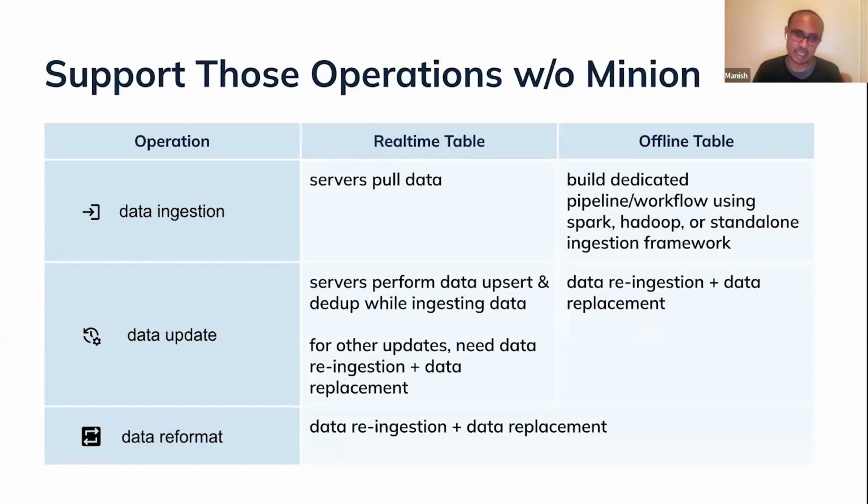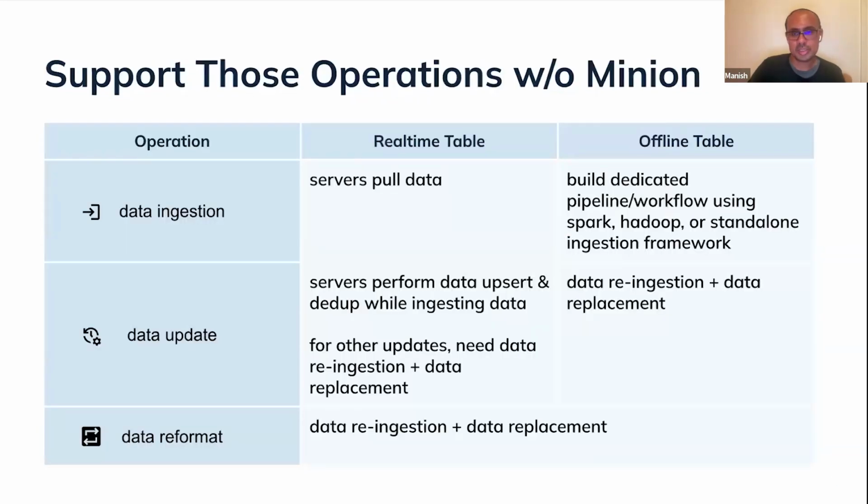And reformat is again, so typically when you want to do a reformat, it means that for your entire Pinot table, you need to look at all the segments, read all the segments, and then based on your table configuration or index configuration, create new segments out of it. So it's like you're going through all the segments of the table and reformatting your data. So again, read data, re-ingestion, replacement. Again, you need to have workflows or pipelines to do that.